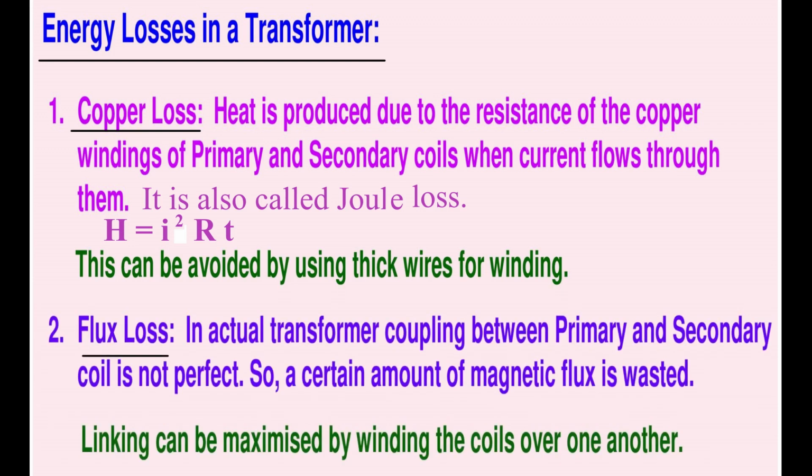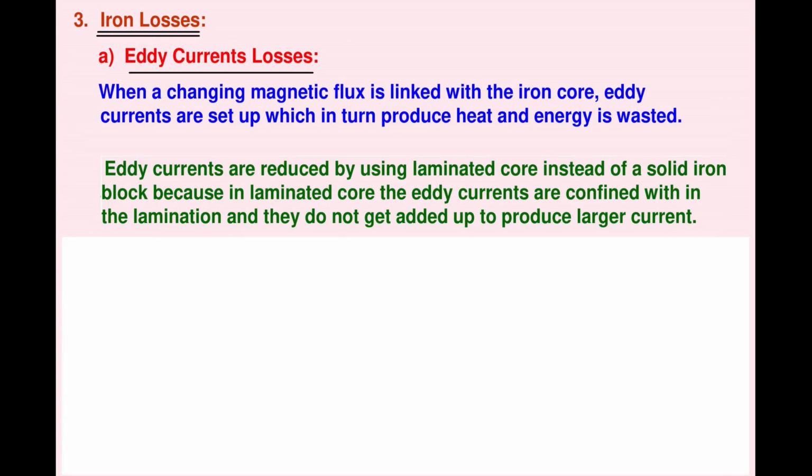Next one is flux loss. In an actual transformer, all the flux of the primary coil may not get linked to the secondary. Therefore, all the energy from the primary will not get transferred to the secondary. This type of loss is termed as the flux loss. This loss can be minimized by winding the coils more closer.